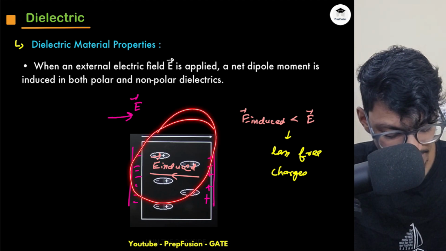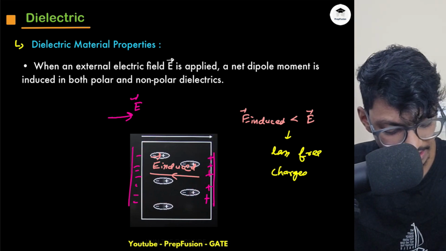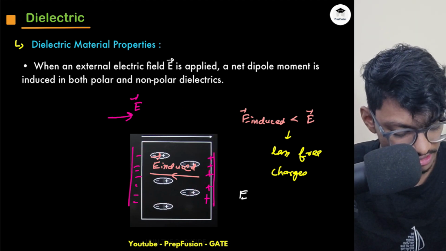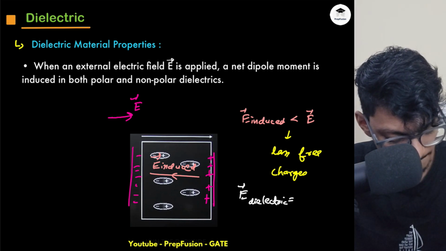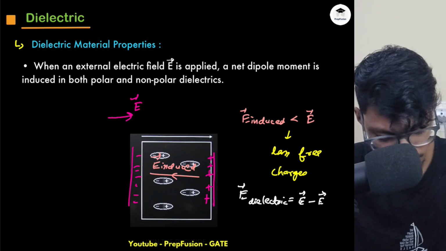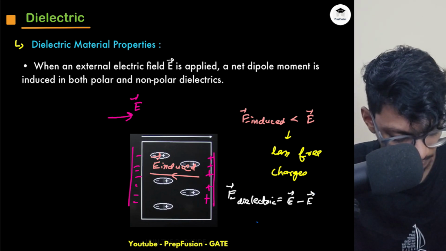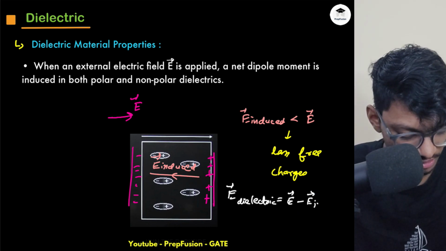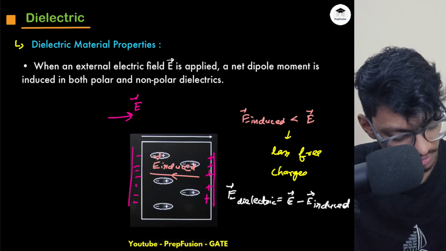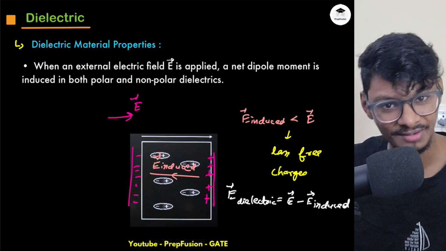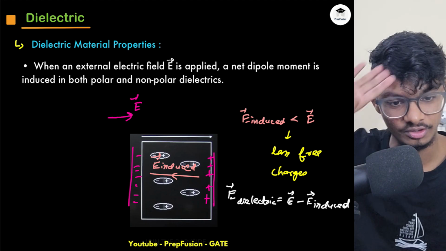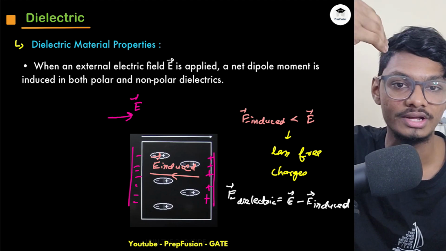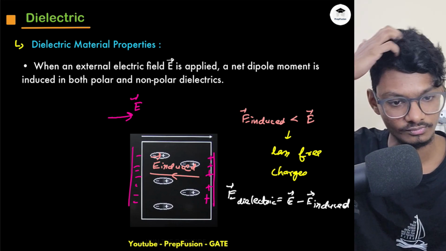But obviously what will happen? Overall electric field in this region, right? Electric field in the dielectric will not be equal to E. Electric field in the dielectric will actually be E minus E induced. Now you might say, sir, what are you saying? Are you teaching something new? No, we have already used this concept in the whole capacitor. We have already used this concept, but I haven't explained because it was not required there. Okay, I didn't want it to get confused.